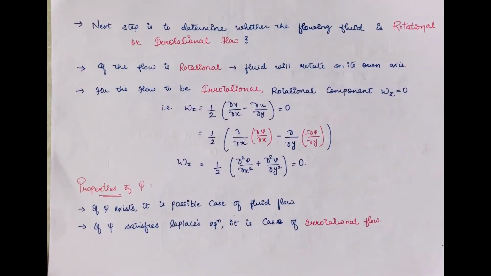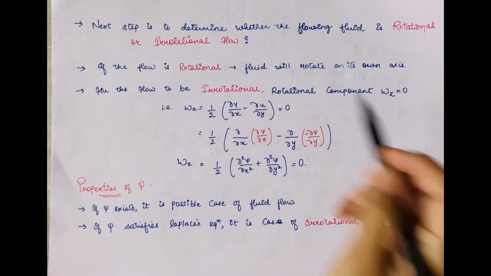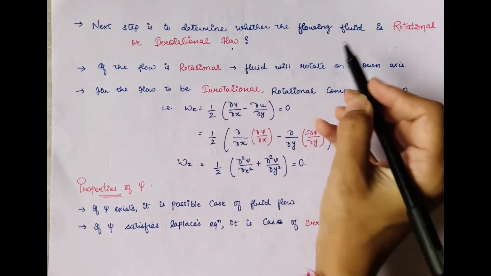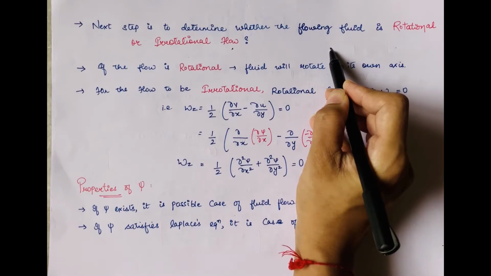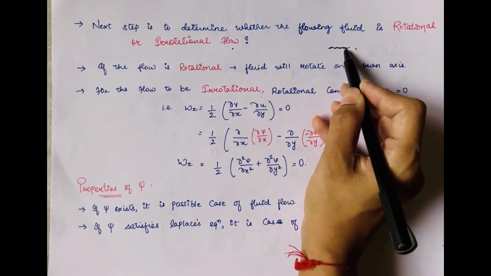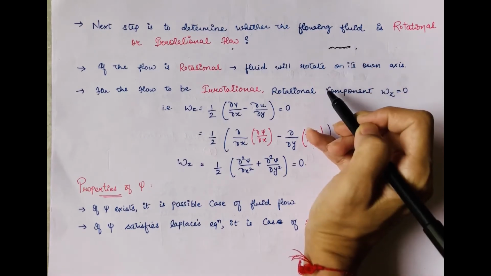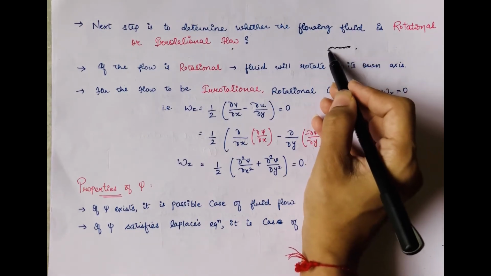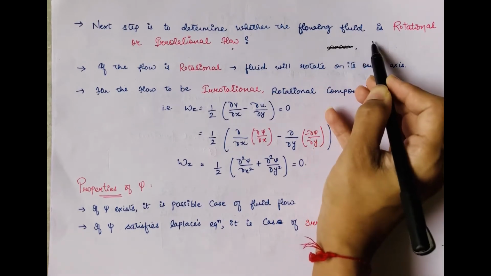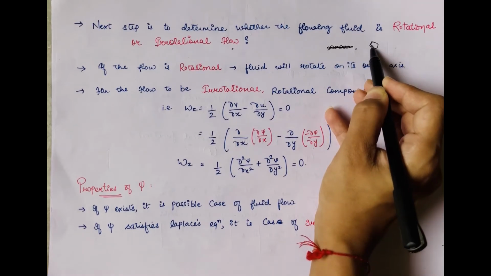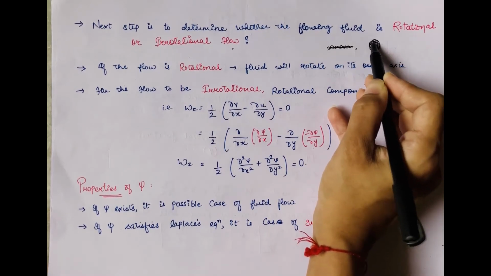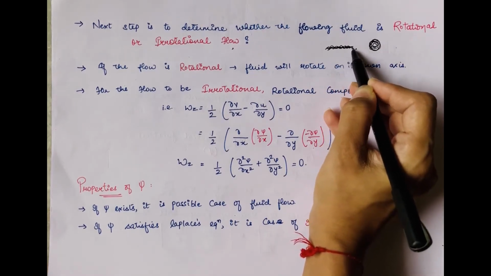Now the next step is to determine whether the flowing fluid is rotational or irrotational flow. Okay, now we are confirmed that as it is satisfying the continuity equation, the fluid is flowing, but whether it is flowing in rotational or irrotational motion. Okay, if it is irrotational, then it will flow like this. Okay, and if it is rotational, then it will flow on its own axis. Okay, so this is a case of rotational flow, while this is a case of irrotational flow.